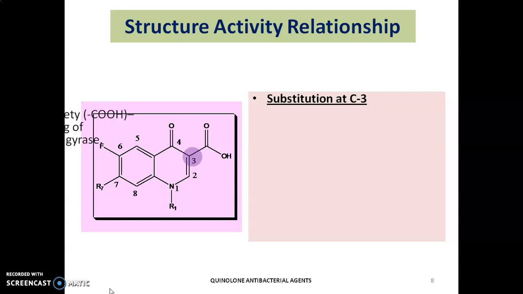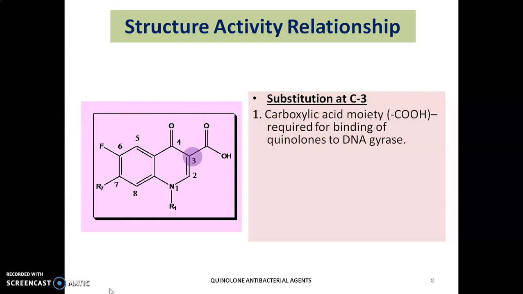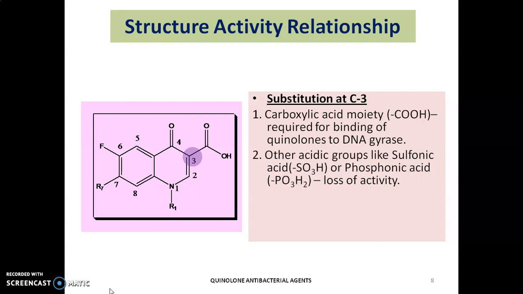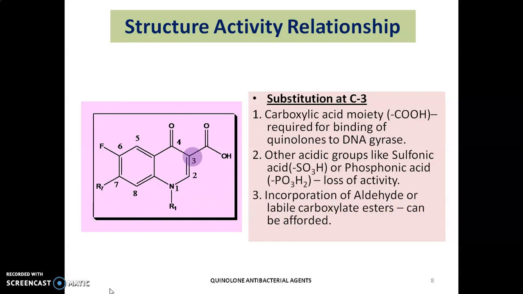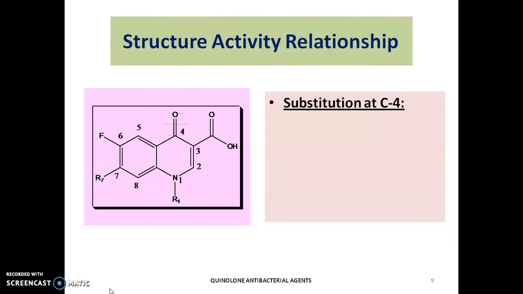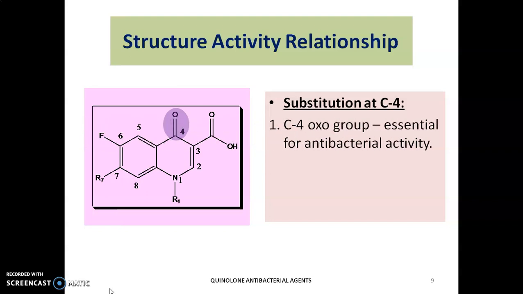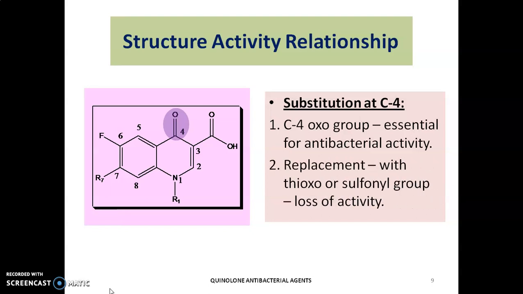Substitution at C3. Carboxylic acid moiety is required for binding of the drug to the DNA gyrase. We can also introduce other acidic groups like sulfonic acid or phosphonic acid, but it leads to loss of activity. Incorporation of aldehyde or carboxylate esters can be afforded at third position. Substitution at fourth position. The oxo group at fourth position is essential for antibacterial activity. If we replace this oxo group with thiooxo or sulfonyl group, it results in loss of activity.